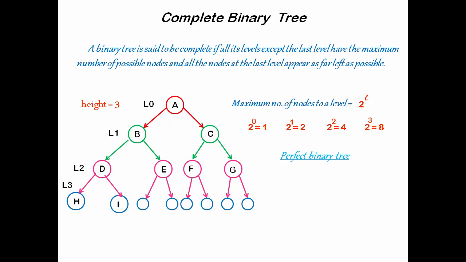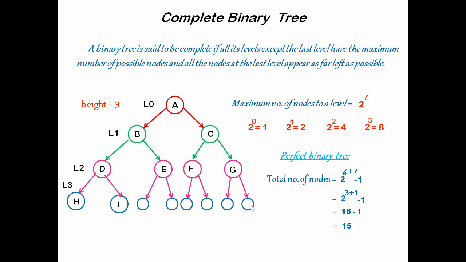If we know the height of a binary tree, then we can find out how many nodes are present in a perfect binary tree. Number of nodes of a perfect binary tree is equal to 2 to the power h plus 1 minus 1, where h is the height of the tree. For this example, h equals 3, so we can write it as 2 to the power 3 plus 1 minus 1. 3 plus 1 is 4, so 2 to the power 4 is 16. 16 minus 1 is 15. So this tree has 15 nodes. Let's count 1, 2, 3, 4, 5, 6, 7, 8, 9, 10, 11, 12, 13, 14, and 15.